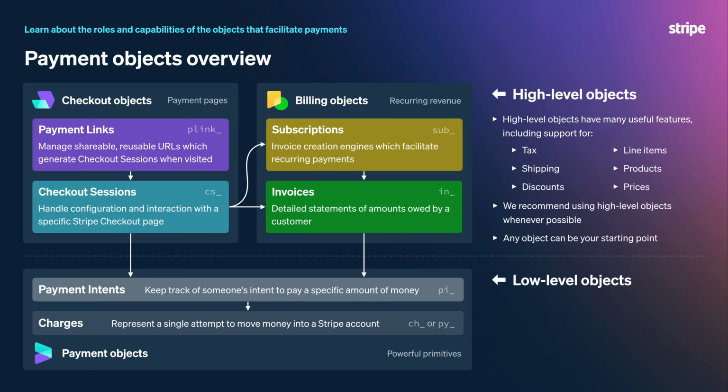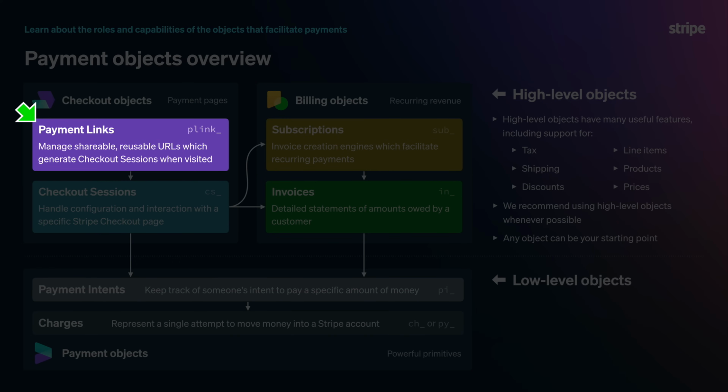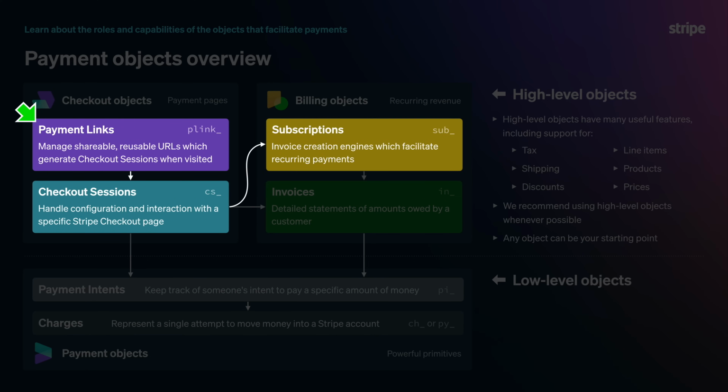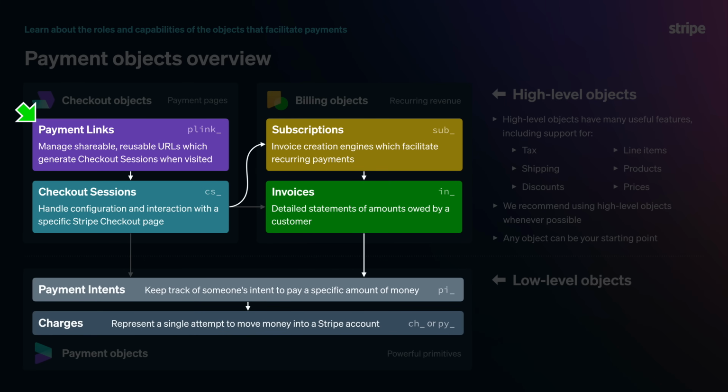Note that any of the objects shown here can be your integration starting point. For example, you can create a payment link which is configured to create subscriptions. When visited, the payment link will create a checkout session. The checkout session will create a subscription. The subscription will create an invoice. The invoice will create a payment intent to collect the total amount due. Finally, the payment intent will create a charge when it attempts to collect that total.